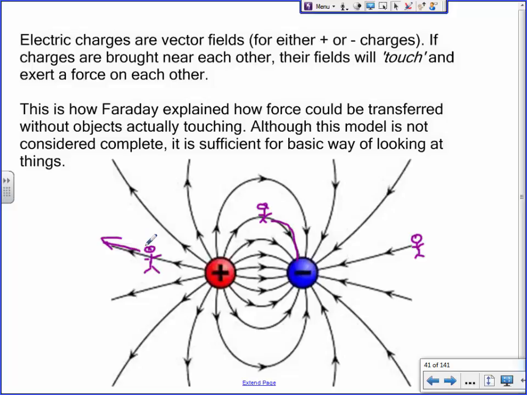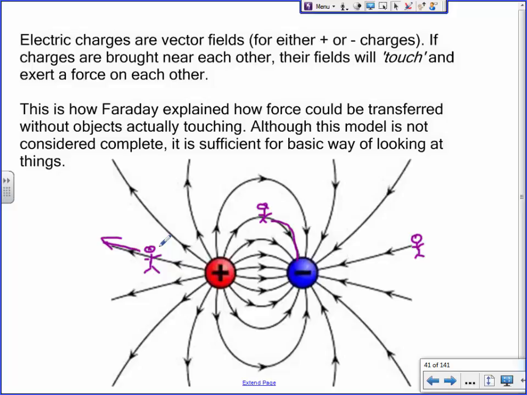What does a field represent in terms of positive or negative? Does a field represent what a positive would do or what a negative would do? Let me say that again. Does the field represent what would happen to a positive charge or a negative charge? Positive charge, yeah.